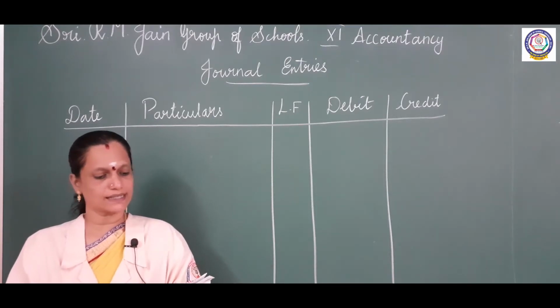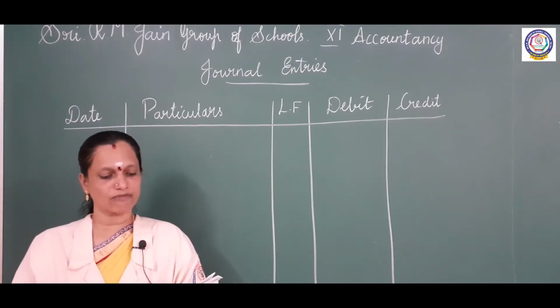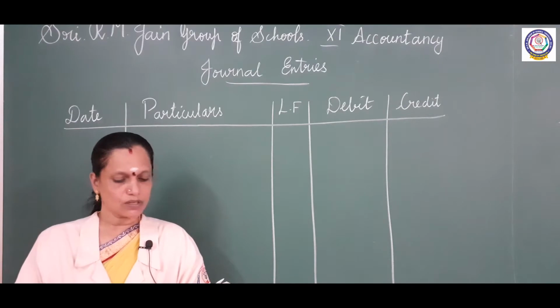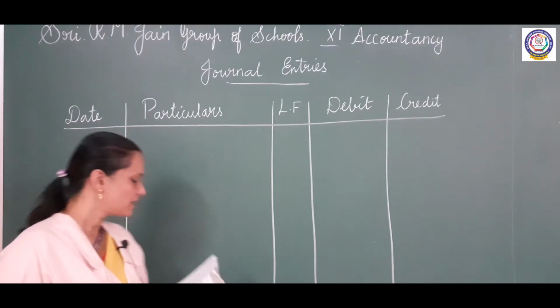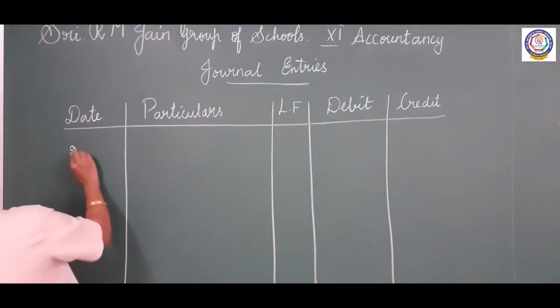From the following transaction, pass journal entries for the month of March 2018. So now we are going to prepare journal entries. Okay, children. March 2018.